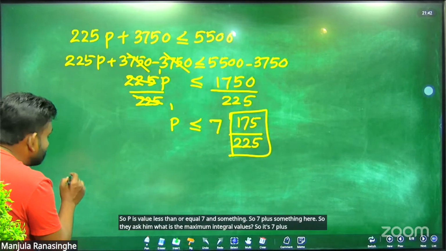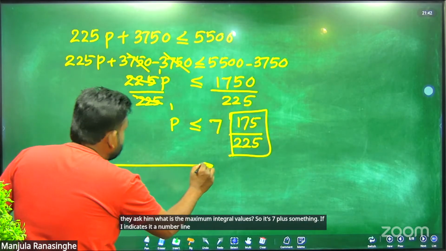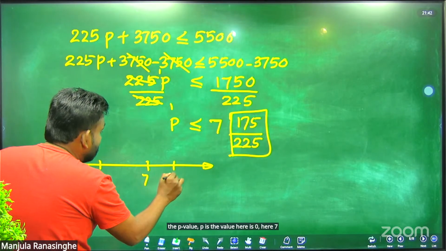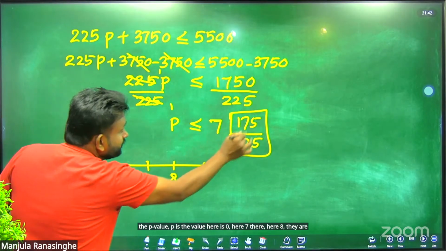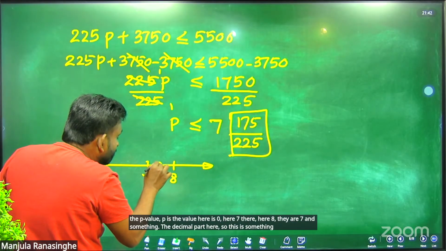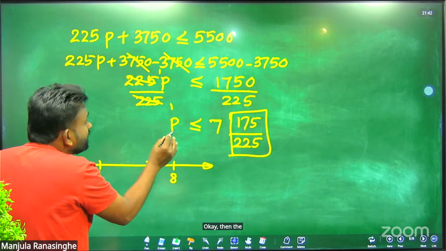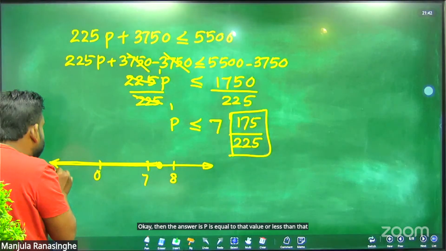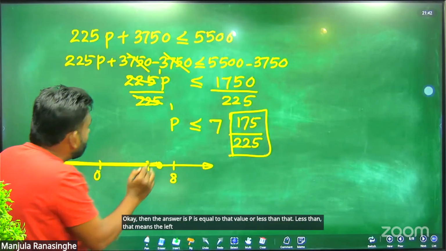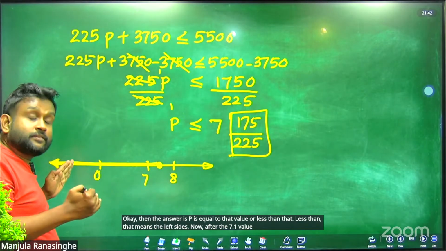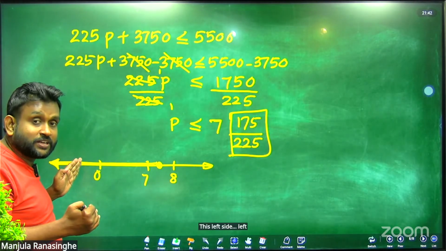If I indicate it on a number line, the value of p is here: 0, here 7, there 8, and 7 and something, the decimal part, is here. Then the answer says p is equal to that value or less than that. Less than that means the left side, after this 7.1 value, the left side.